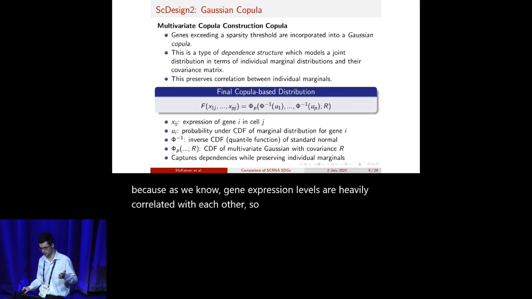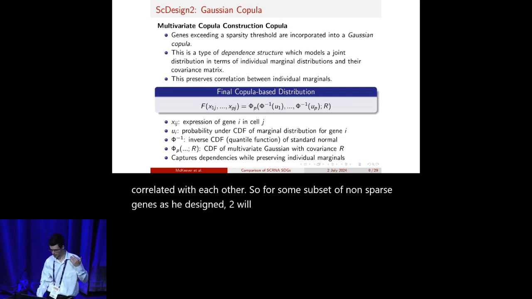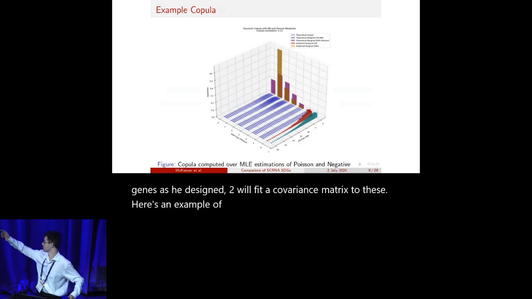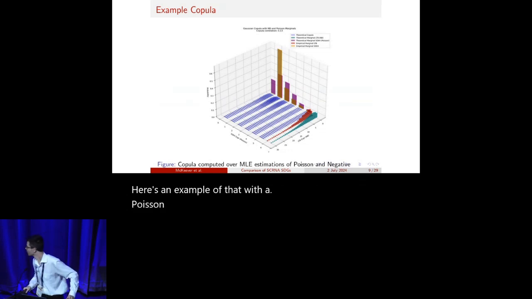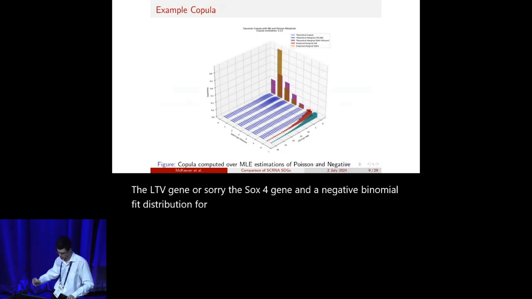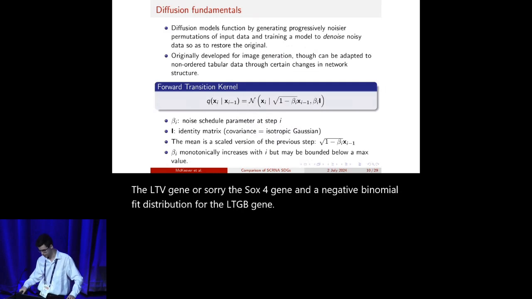So for some subset of non-sparse genes, scDesign-2 will fit a covariance matrix to these. Here's an example of that with a Poisson estimated gene, the SOX4 gene, and a negative binomial fit distribution for the LTB gene.